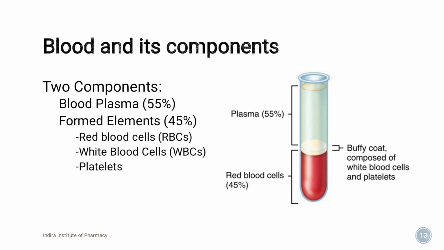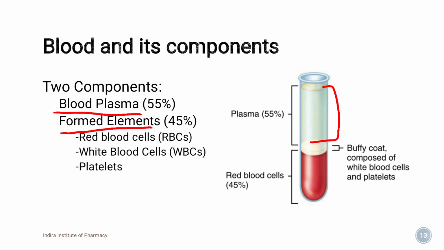So the whole blood is divided into two components. We have the first component, that is blood plasma, as you can see over here, and there are the formed elements. These formed elements consist of RBCs, that is red blood cells, then we have white blood cells, and then we have platelets.